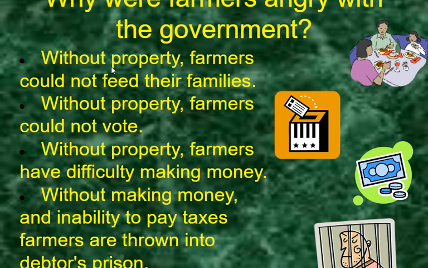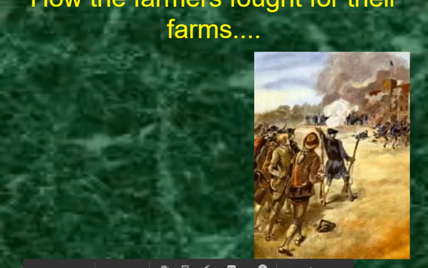One of the things was, without property, farmers couldn't feed their families. And even though some of the people fighting in the war had been promised property, they didn't get it. Without property, farmers couldn't vote, they couldn't make money, they couldn't pay the taxes that were in their states, and so they were throwing people in jail that had fought in the war, and now they couldn't pay them for it.